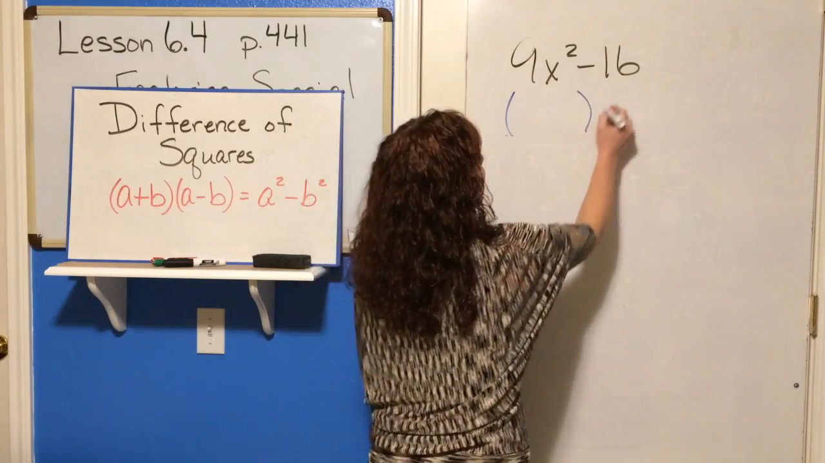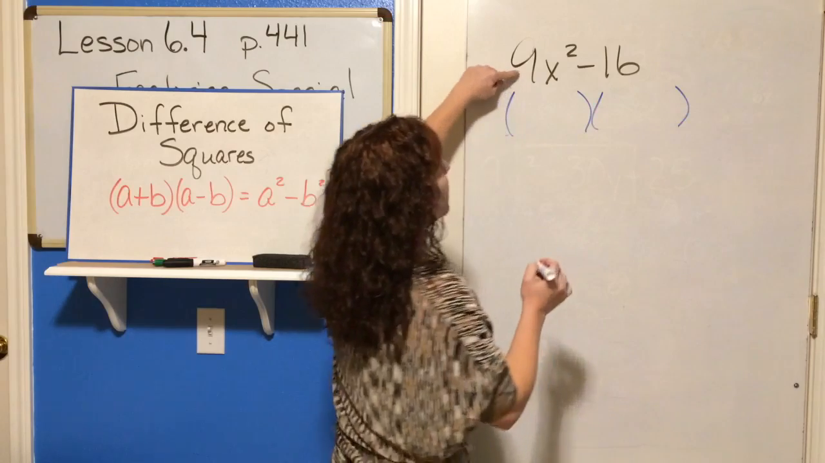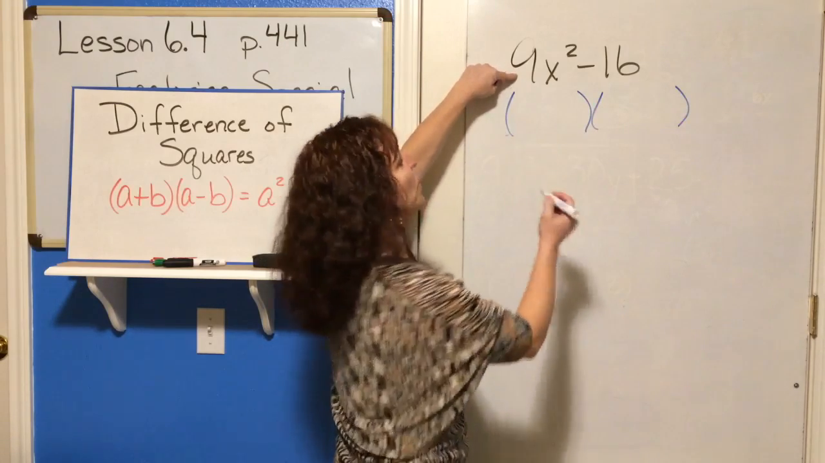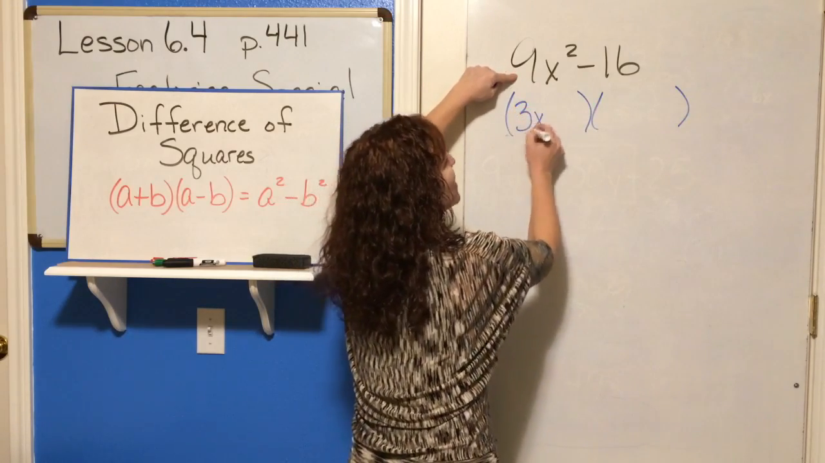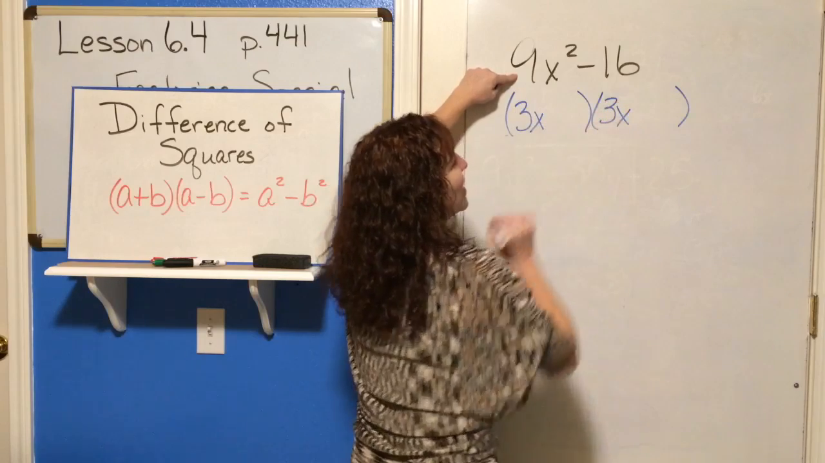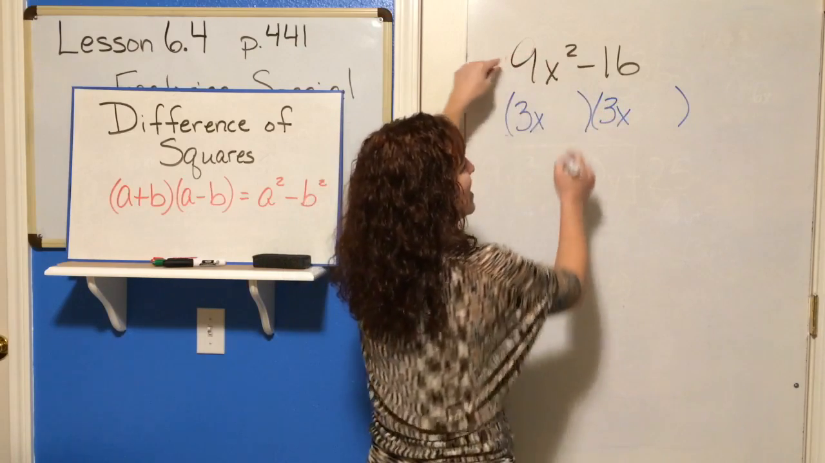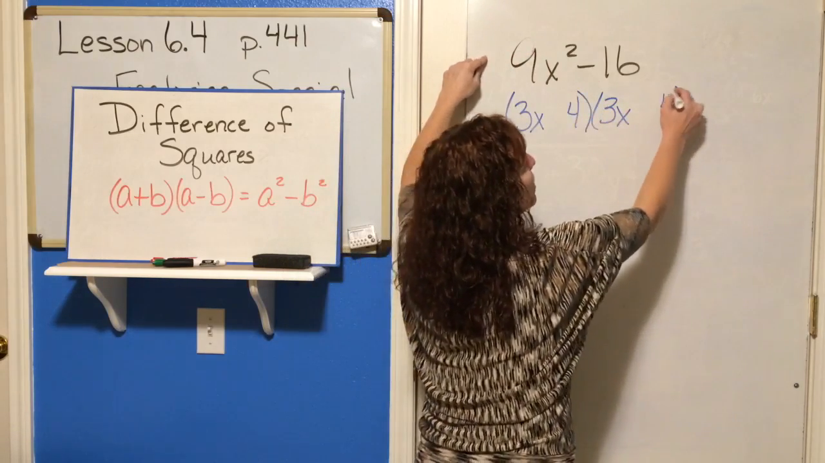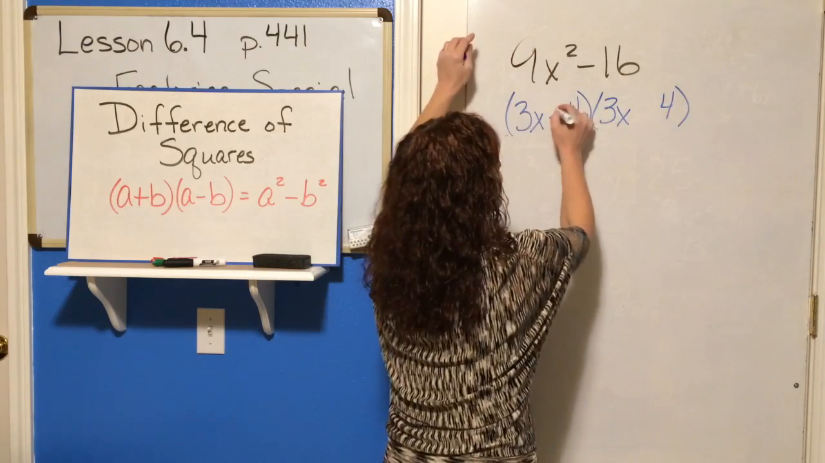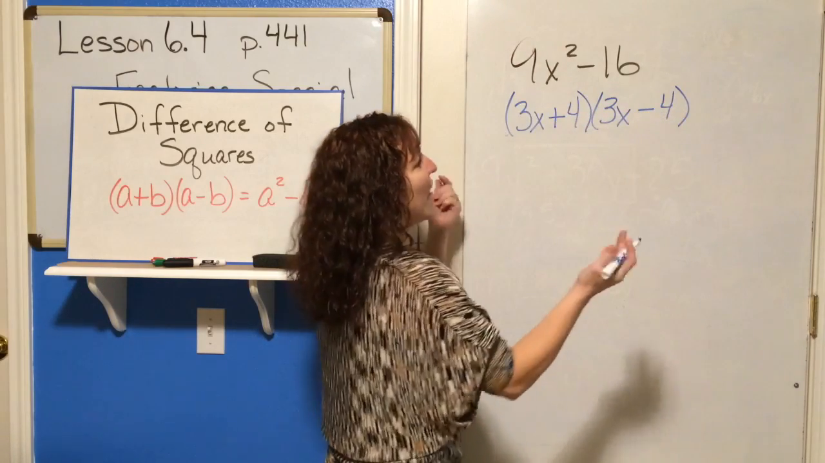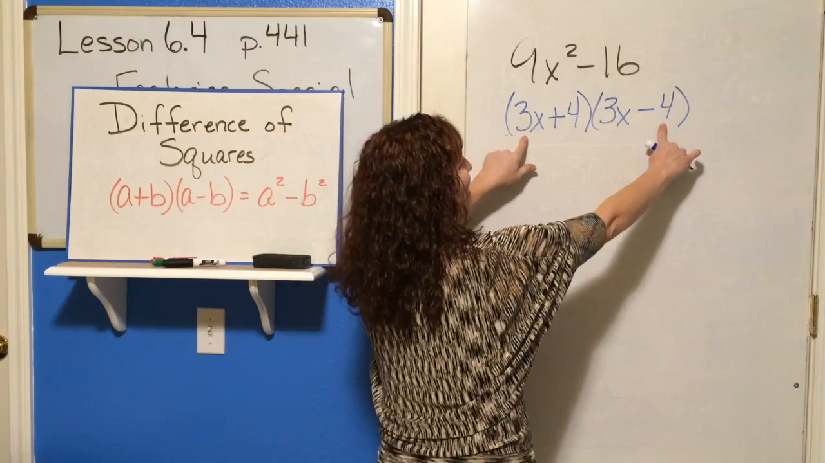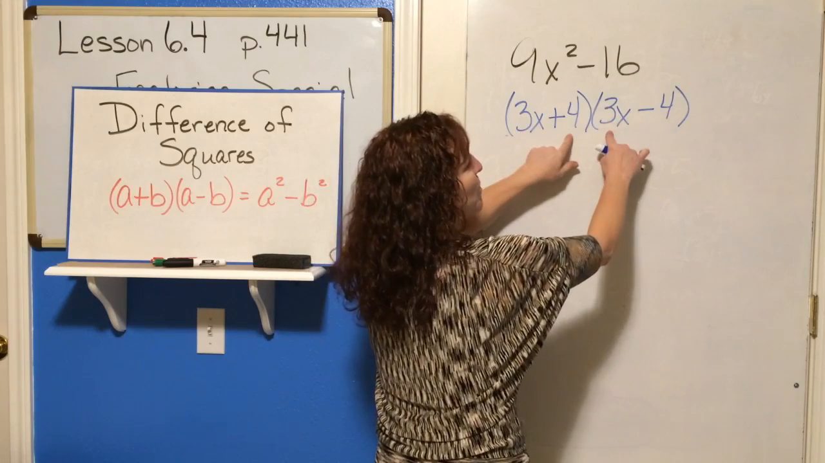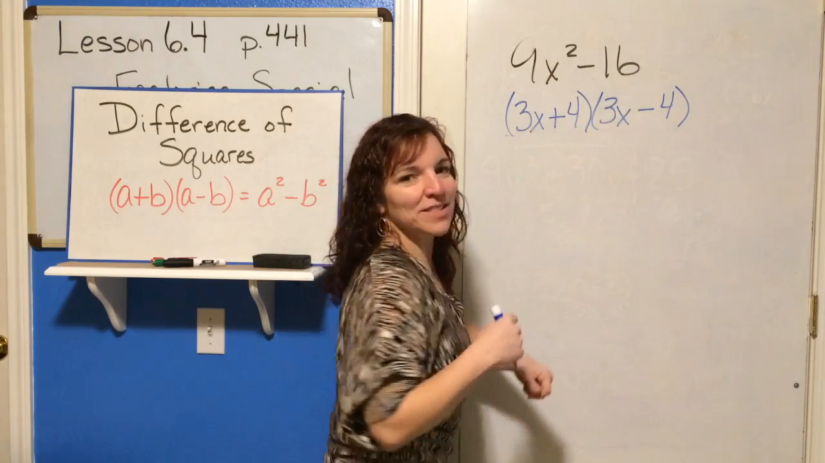So what you're going to have here is 9x squared, the square root of that is 3x, so 3x times 3x is 9x squared. 16 is 4 times 4. To be negative, one is positive and one is negative. And then your outsides and your insides, negative 12x, positive 12x, drops out.